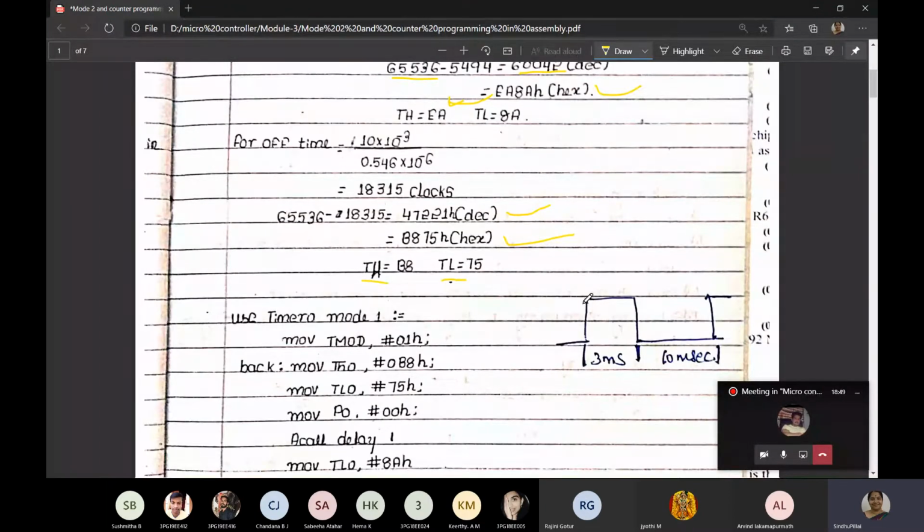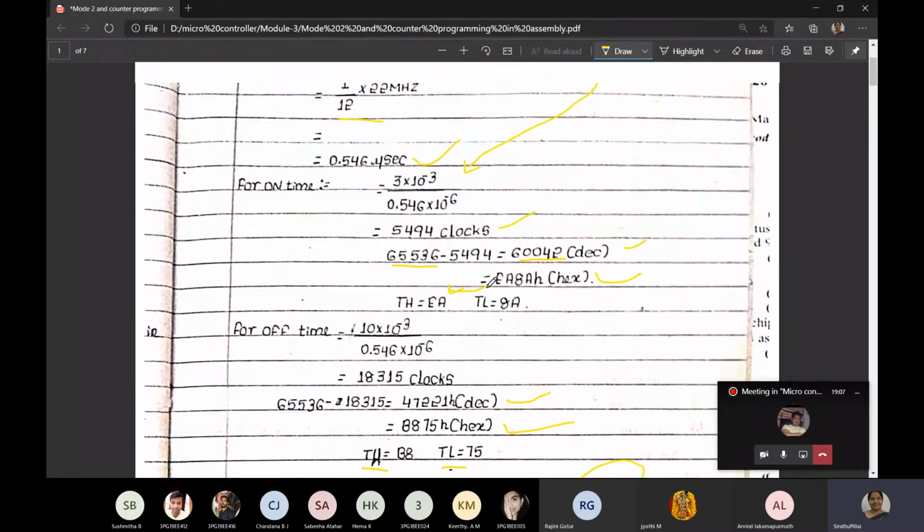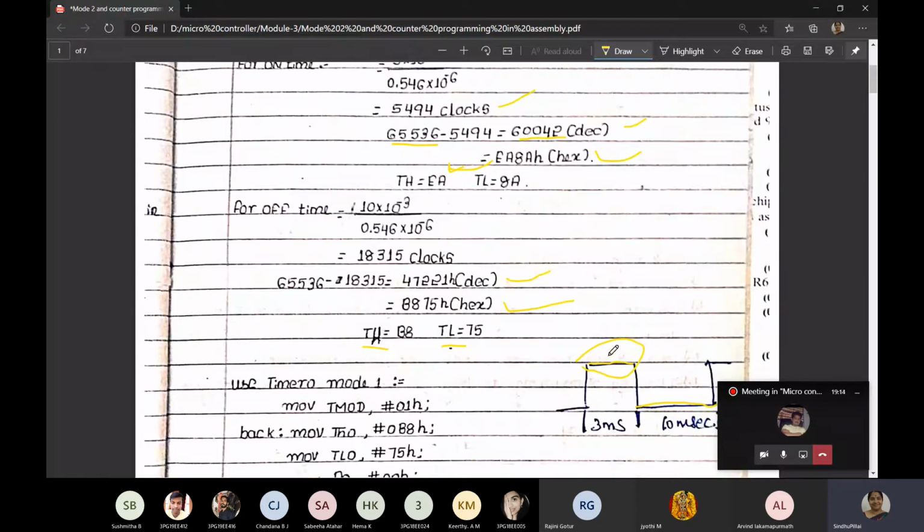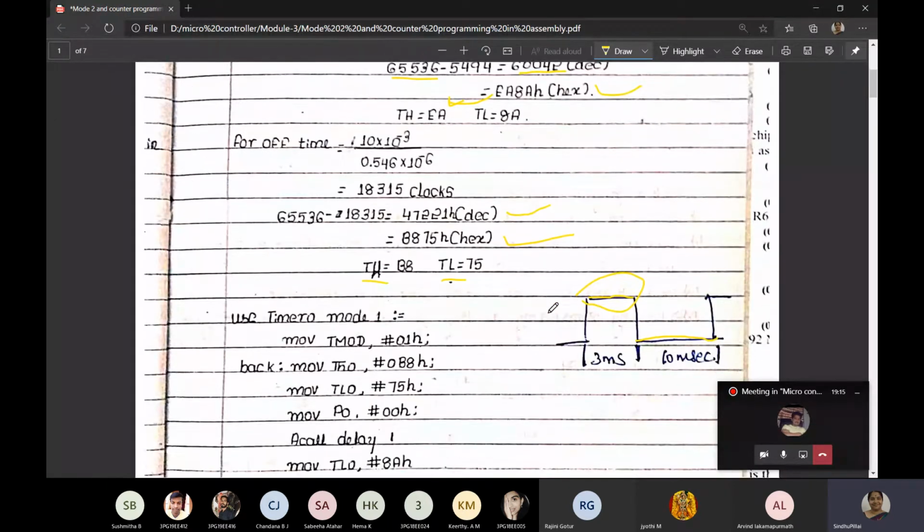The square wave will look like this. This is 3 milliseconds. Because of that millisecond delay only, you can see this line. If you don't give any delay, you will just see a dot. You can't see a square wave. Since we have given a delay of 10 milliseconds for the off time, this is how the square wave will look. So whatever time and whatever external frequency they give, this is the calculation you have to do. The rest is just writing the program in assembly.